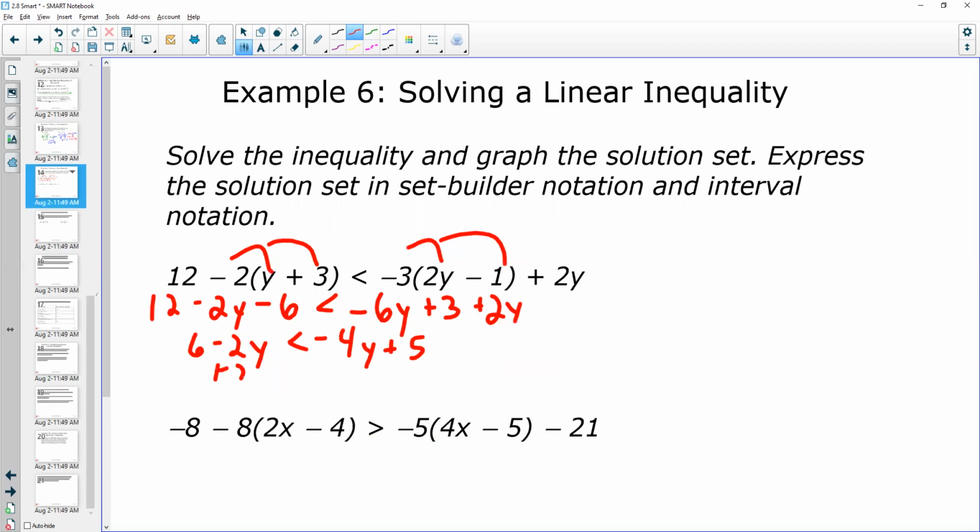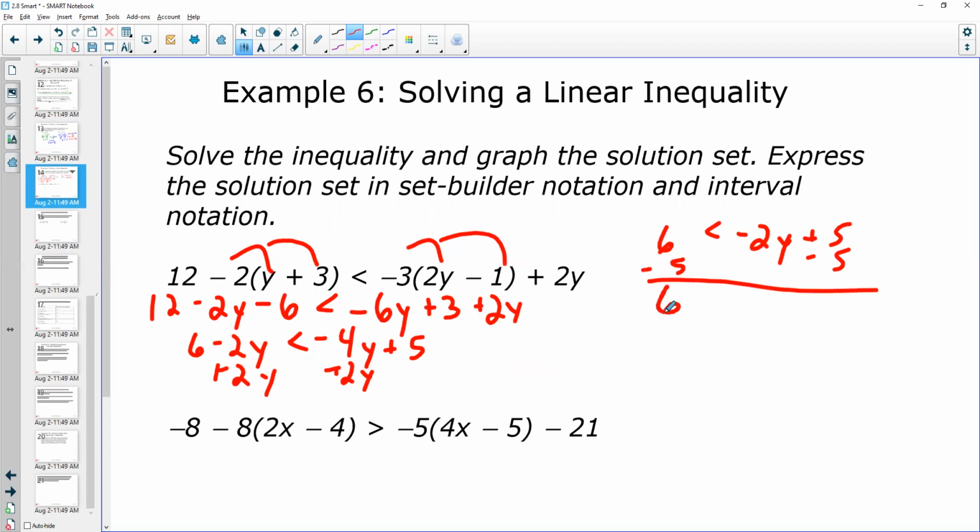All right, well, let's see. I'm going to add the 2y to both sides. So I'm going to get 6 is less than -2y plus 3. I have to actually subtract. Subtract 3 from both sides, so I get 1 less than -2y. Divide by -2. I have to flip the sign, so I get -1/2 is greater than y.